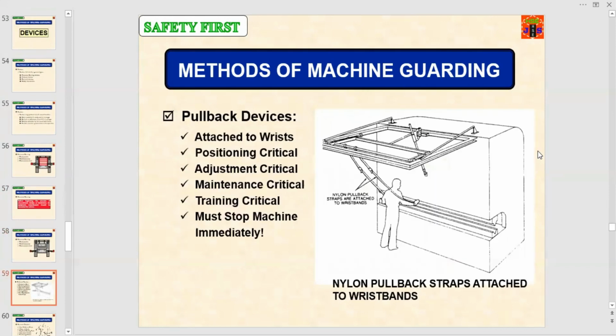Number two, pullback devices. The usage of pullback devices: attached to the operator, positioning critical, adjustment critical, maintenance critical, training critical, must stop machine immediately. Have a look at the diagram. Nylon pullback straps attached to the wristband of the operator.